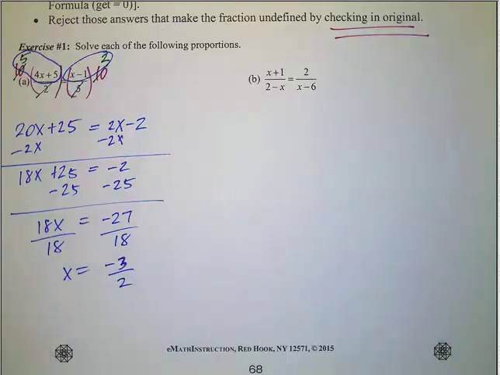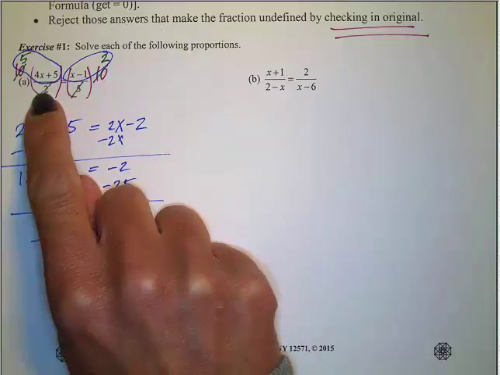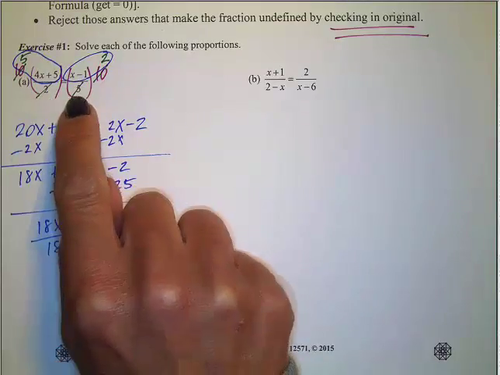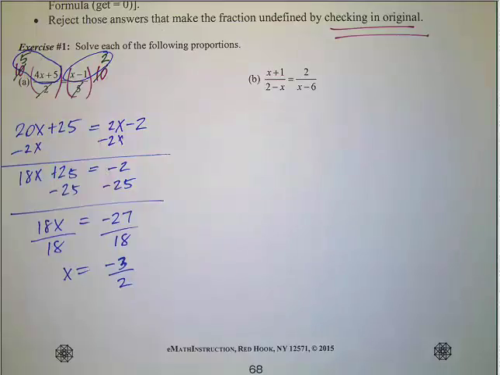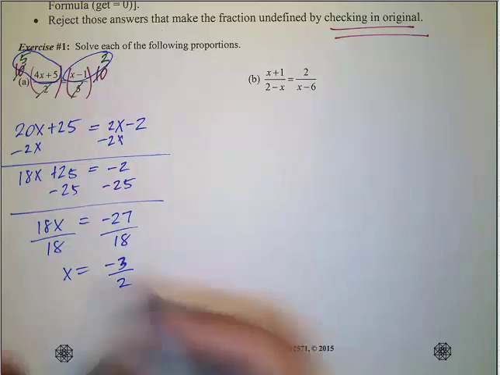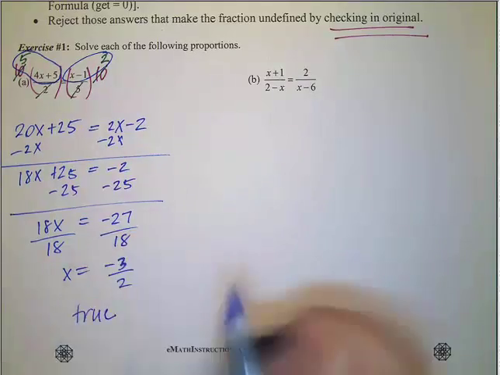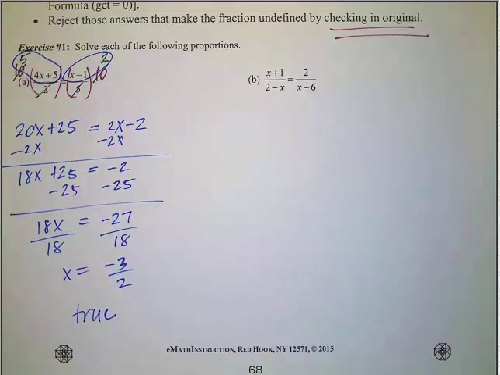So go ahead and pause the video, store negative 3 over 2 into your calculator, plug in the left side, hit enter, plug in the right side, hit enter, and they should be equal. And then come back and either write a check mark underneath to show me you checked it, or write true, but definitely check these. Well, you found out that this was true. So now we'll look at letter B.